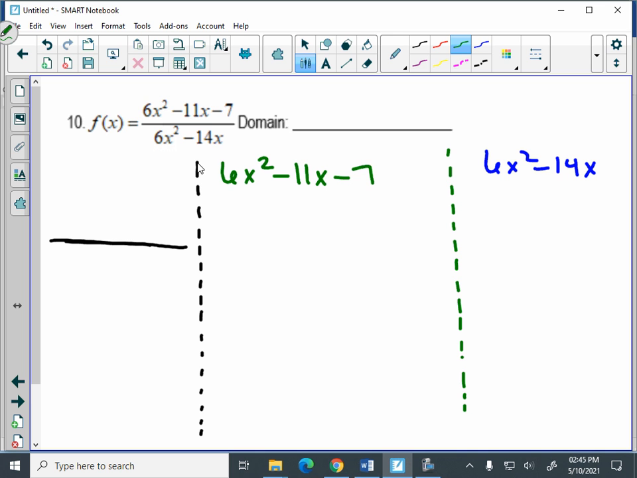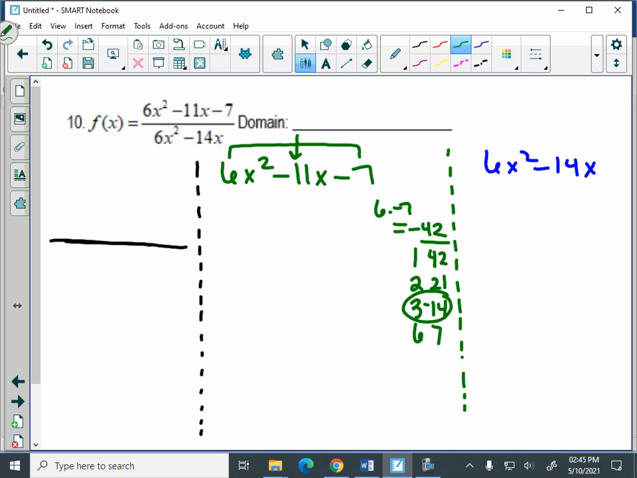So to factor the numerator, again, split the middle, multiply the first and last. 6 times negative 7 is negative 42. We have to figure out which of these can combine to give us negative 11. So let's find all the factors of 42. 1 and 42, 2 and 21, 3 and 14, and 6 and 7. And the ones that can combine to get negative 11 are 3 and negative 14.